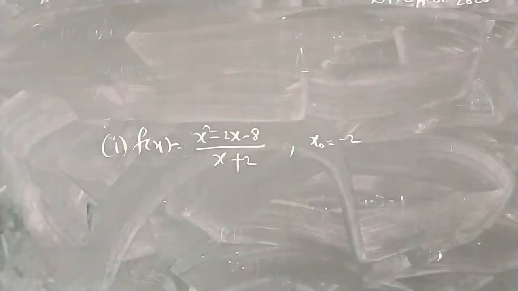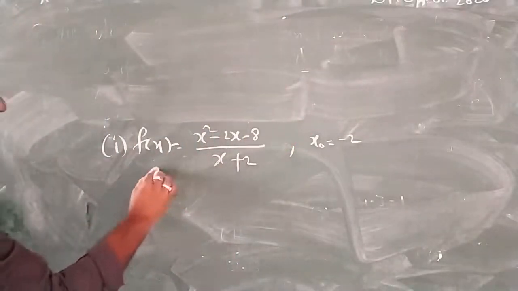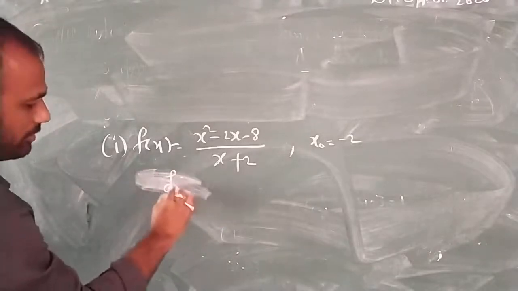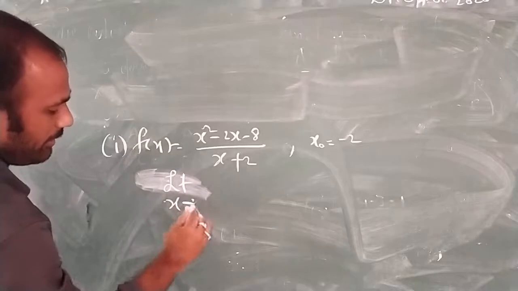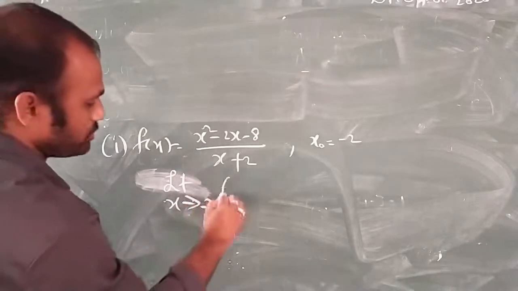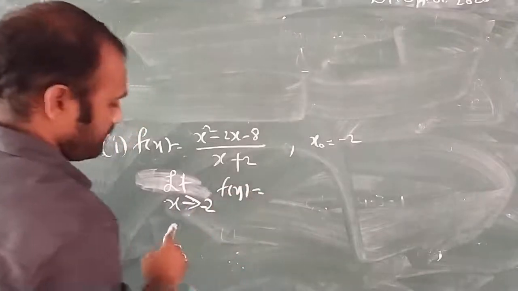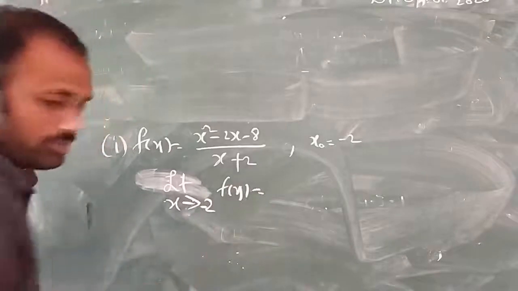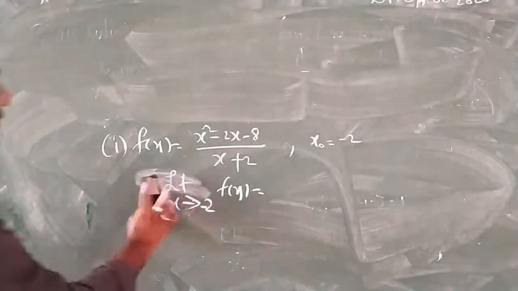So this is the given function. We can write this function f of x is equal to limit x tends to minus 2 f of x equals to, okay, first let me check whether it is discontinuous.